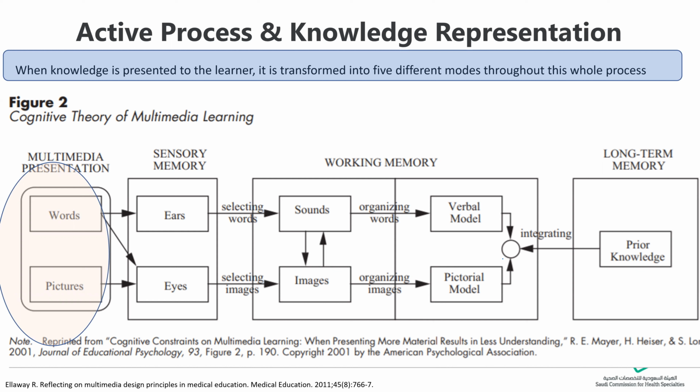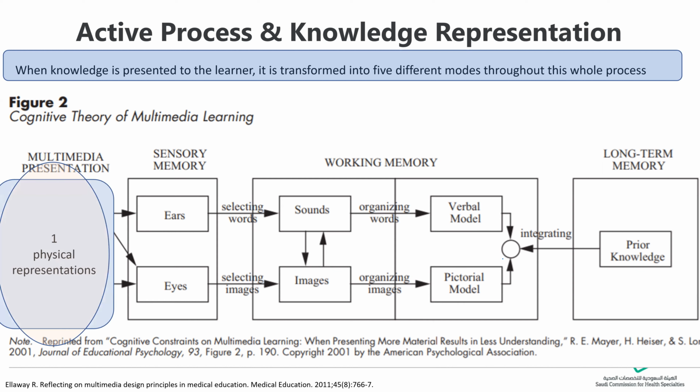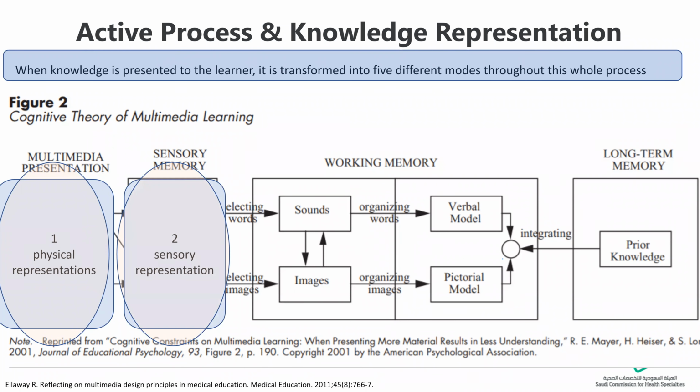So this information is going to come to you in the form of words and pictures, and this is what they call the physical representation. This physical representation has to be processed in your brain. So it has to be translated. So the words, your ears hear it, and then the pictures or the reading will be translated to your eyes. And this is what we call the sensory representation. So the physical becomes a sensory representation.